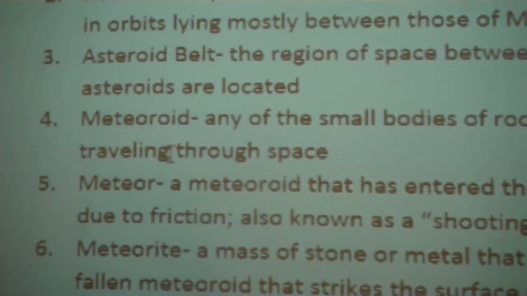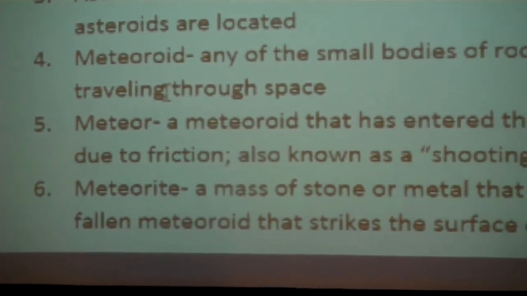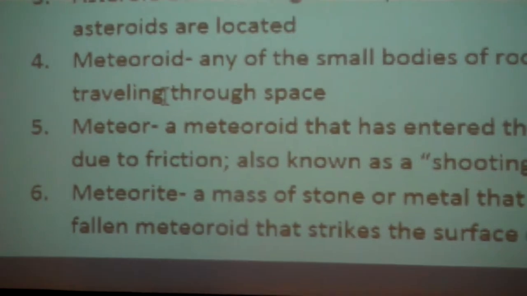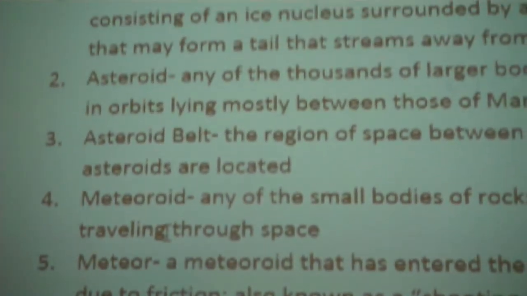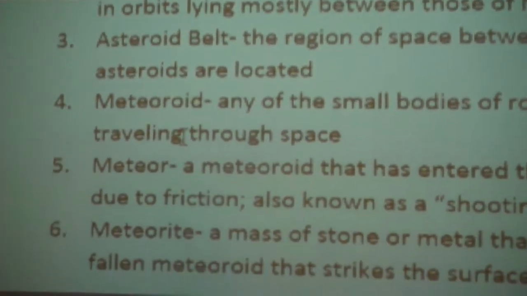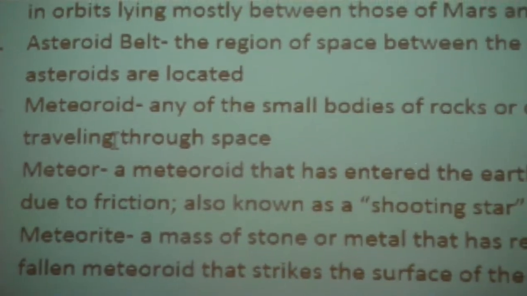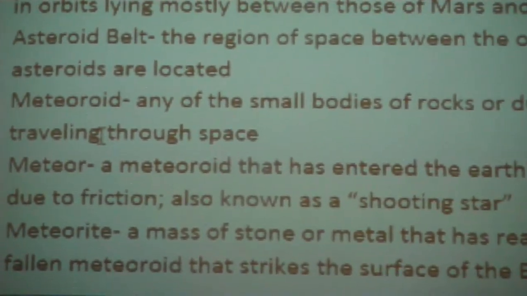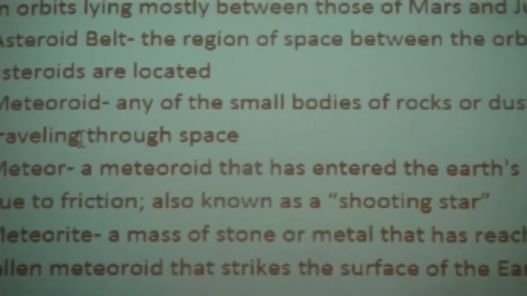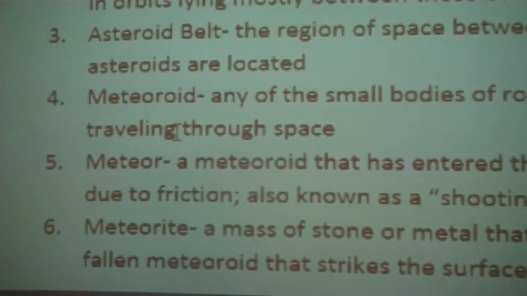So remember, meteoroid is in space, meteor is the shooting star in our atmosphere, and meteorite has hit the Earth's surface. So those are our 6 vocabulary words. Again, we have comet, asteroid, asteroid belt, meteoroid, meteor, and meteorite. And in class we will be working on work that will help us describe the characteristics of the comets, asteroids, and meteors, since that is our standard over these particular space objects.